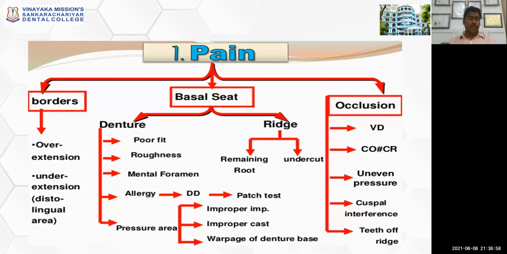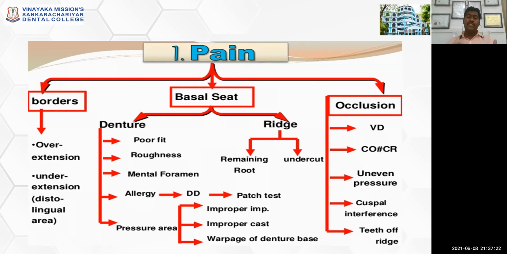Overextension readily impinges on the soft and hard tissue, so it gives rise to pain. Whereas with underextension, there is a space between your sulcus and the denture borders, and on mastication, the food bolus enters this area. Over a period of time, if the denture is not cleaned properly, you will have a slight amount of inflammation there, which leads to pain. So please understand both over and under extension.